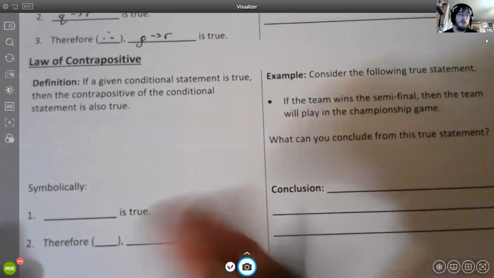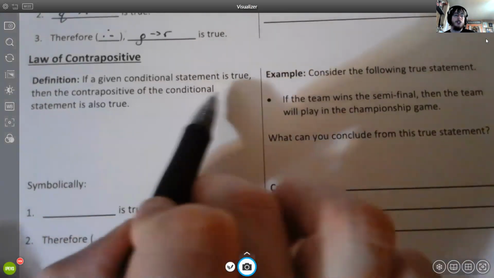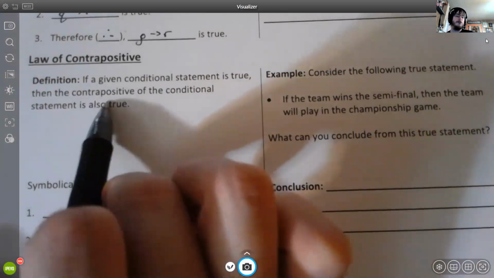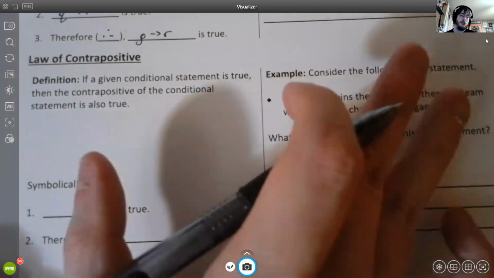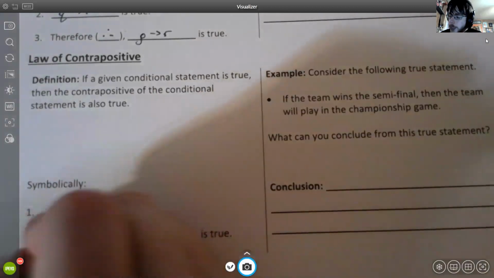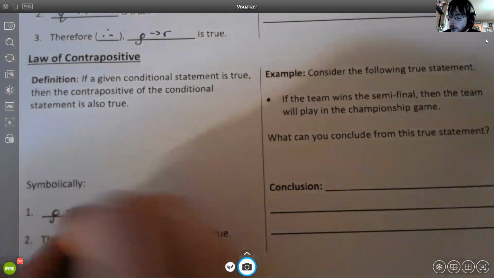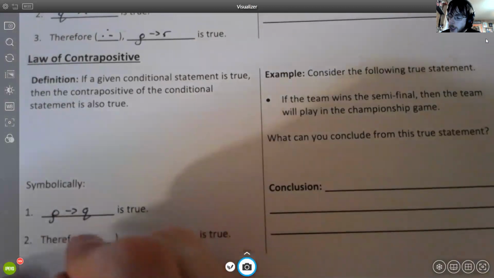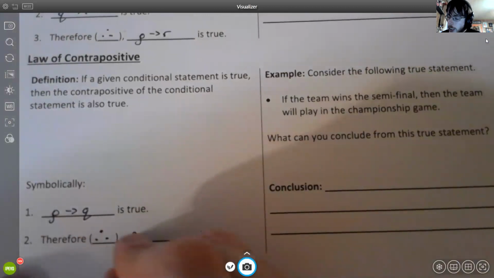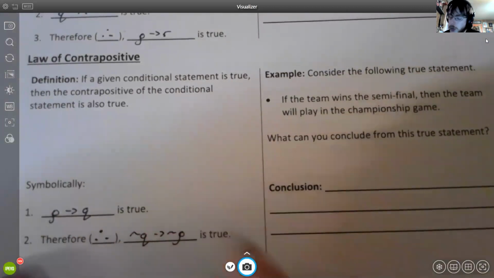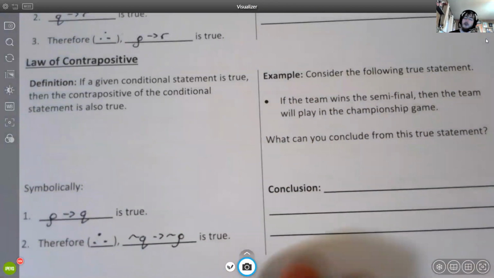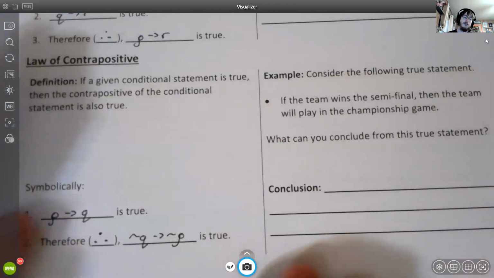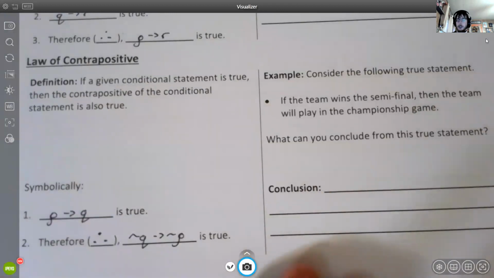All right, and the last law, which we're just going to glance over, is the law of contrapositive, which states if a given conditional statement is true, then the contrapositive of the conditional statement is also true. So symbolically, if you have P implies Q is true, therefore, not Q implies not P is true. So your original statement and your contrapositive are both true.